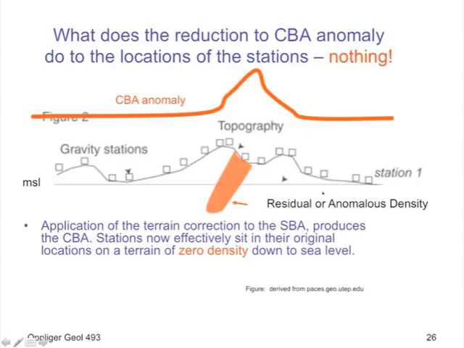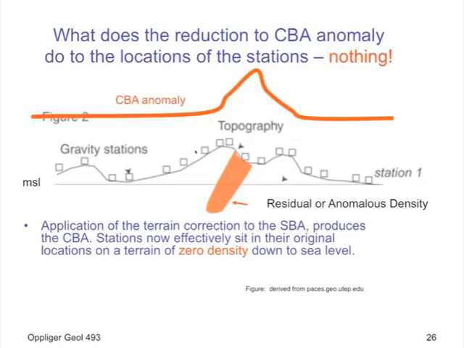All right. So does that mean that if I have, say, an anomalous density body like a dike here that goes up into the topography, am I now considering that density to be up above the station, and might it be pulling that extra density? Could it be pulling up on my gravimeter as I've corrected it? And that's not the case.